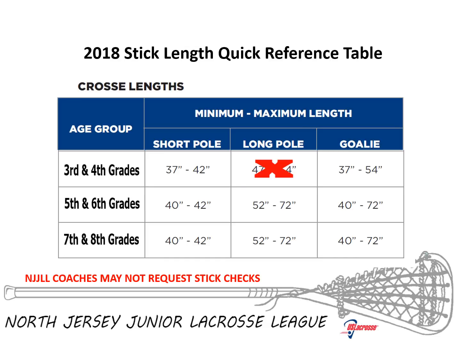This is a quick reference chart as far as the length of sticks that are legal for 2018. It's important to note that 5th through 8th grade, we are using high school rules as far as the stick length. We're going to address the head of the stick in a future slide. 3rd and 4th grade, there are notes here that the shortest allowable stick on the field can be no shorter than 37 inches. And as in the past years, we do not permit coaches in the NJJLL to request stick checks. So keep that in mind. Only an official can institute a stick check at any level in the NJJLL.